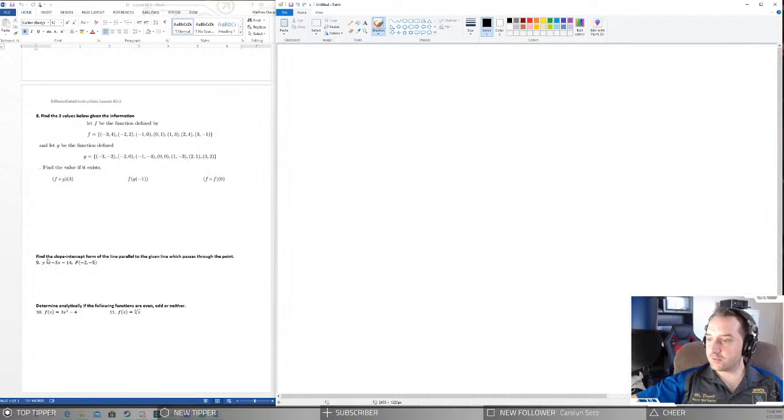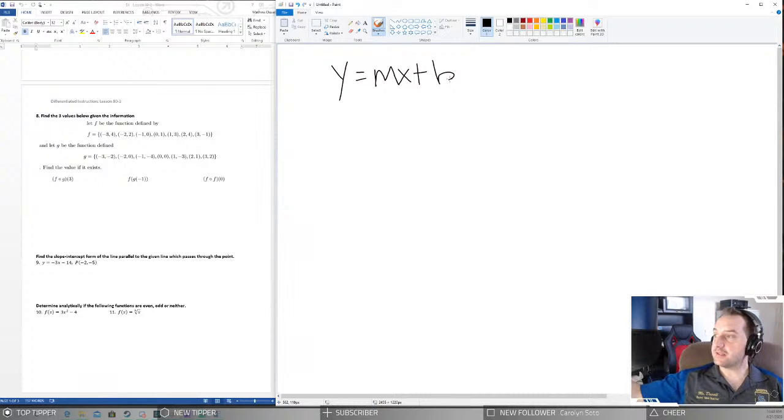All right. Next one, it says find the slope-intercept form of the line parallel to the given line. The slope-intercept form is the y equals mx plus b form. And it says of the line parallel, so that means a parallel slope is the same slope as the original line. In my original line, my slope is -3, so my parallel slope is -3.